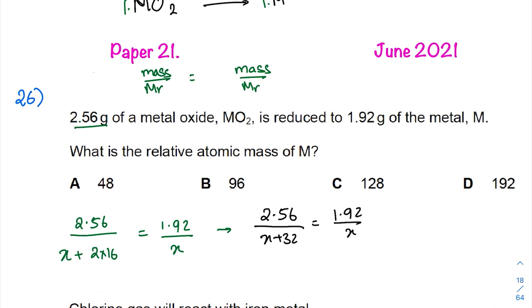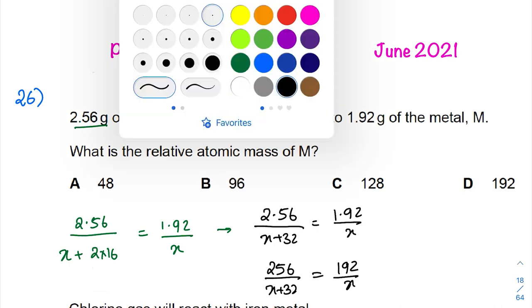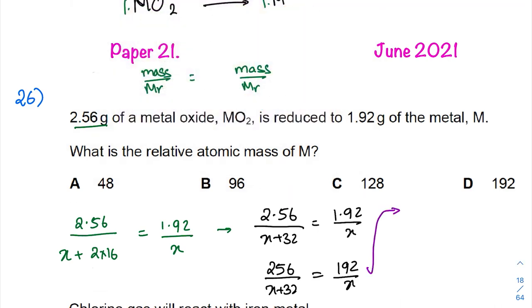Then we do the cross multiplication. Before cross multiplication, what I am going to do is multiply by 100 on both sides, so it will take away the risk of the decimals. X plus 32 equals 192 upon X. Do the cross multiplication. So what it becomes now is 256x equals 192x plus 192 times 32.